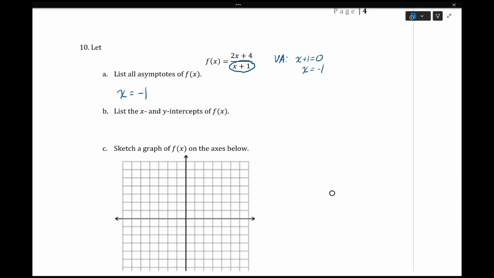Now, our horizontal asymptotes come from long-run behavior, which, just like with polynomials, is determined by highest power terms. So in the long run, this function is going to behave as if it's the leading term of the top divided by the leading term of the bottom, which in this case is 2. So my horizontal asymptote is y equals 2.